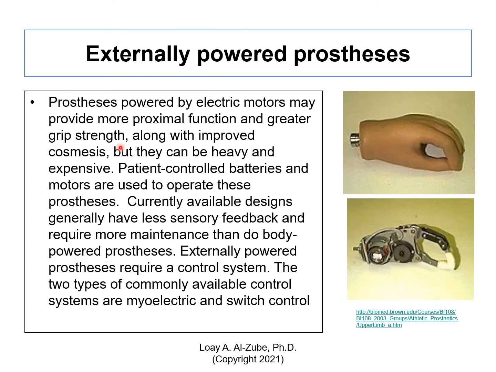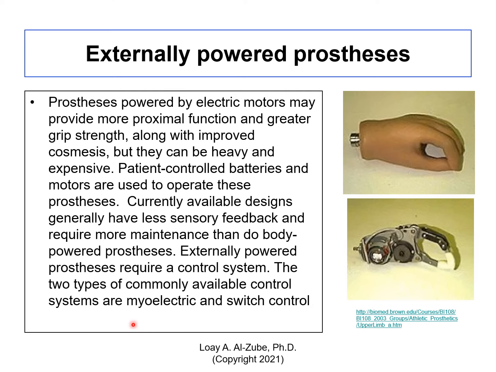But the problem with those is they're heavy and expensive, with patient-controlled batteries. We need the battery, and that adds to the maintenance, as the subject needs to take care of the battery itself. They have less sensory feedback. That's a disadvantage because it's controlled by machines and motors, and they require more maintenance and a control system. Now, this is something we like: the control system is based on the Arduino, right? It's a microcontroller, and if we know how to work with the Arduino, you can do a lot of things for the prosthesis.